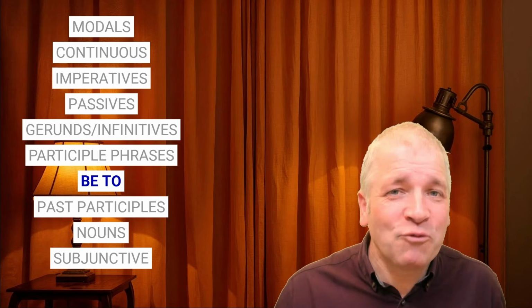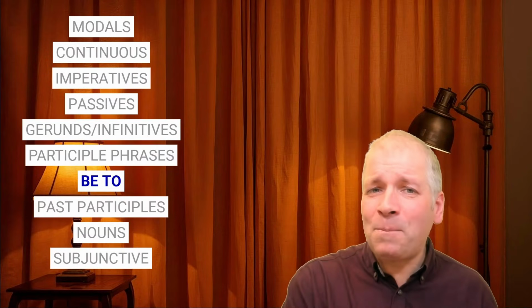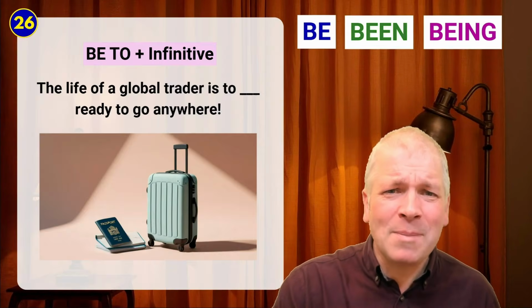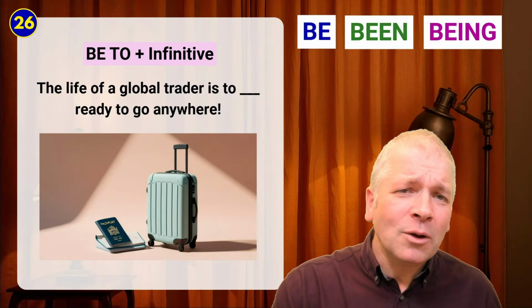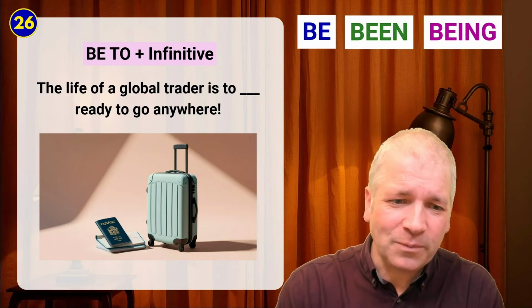Well, that was really interesting. Stay with me as we look at uses of the verb to be when they follow the phrase be to. What do I mean by this? Well, we can have be to followed by an infinitive.